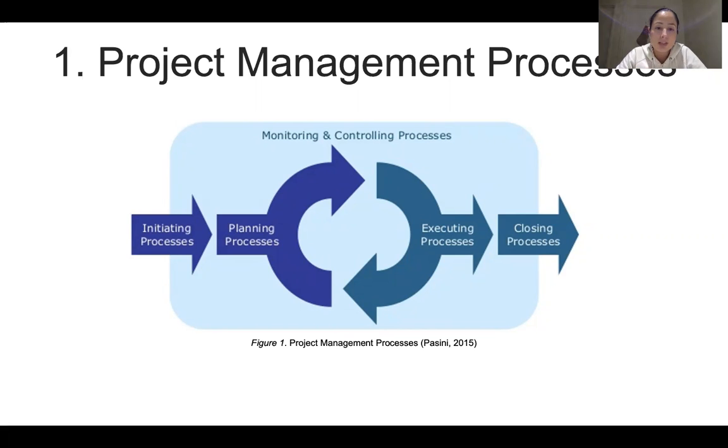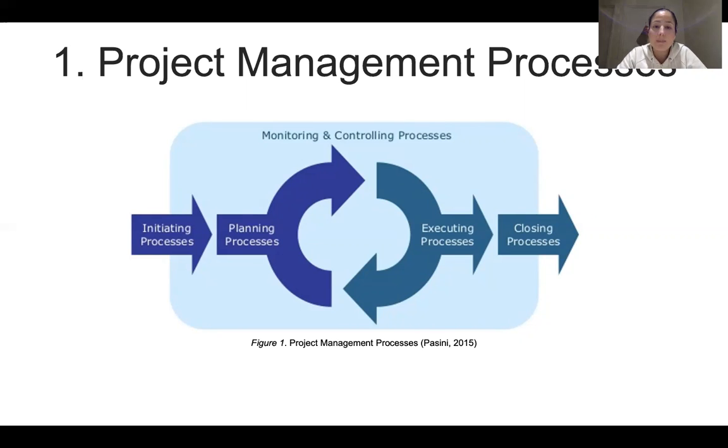The second process is planning, and here we establish the total scope of the project. The third one is the executing processes, and here is where the project team starts doing the work of creating the deliverables while the project manager coordinates those resources.